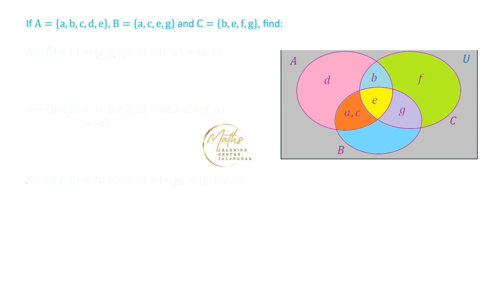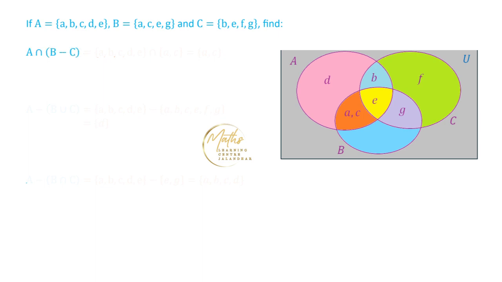So if we plot these sets using the Venn diagram, we will have some situation like this. That the set A has elements A, B, C, D, E. The set B has elements A, C, E and G. Set C has elements B, E, F and G. Now we have to calculate the value of A intersection (B minus C).